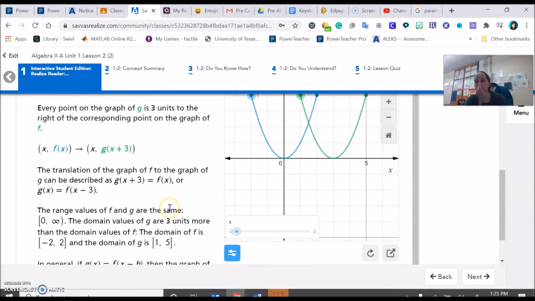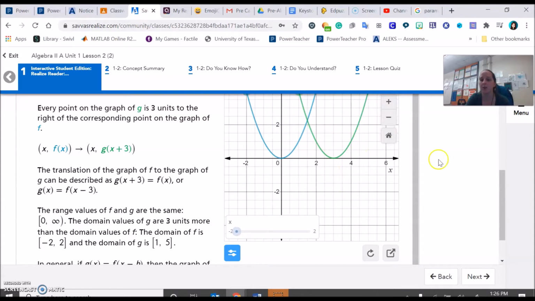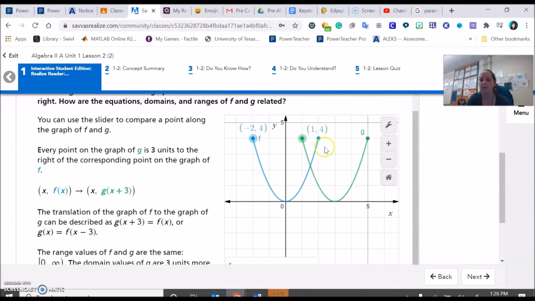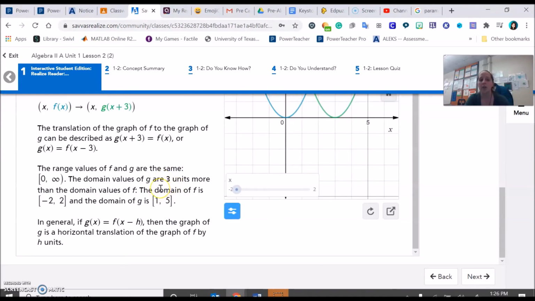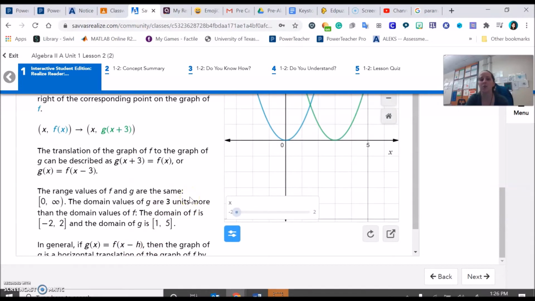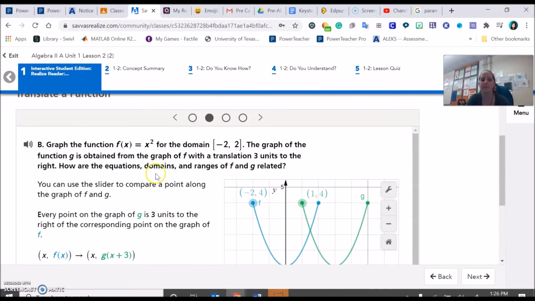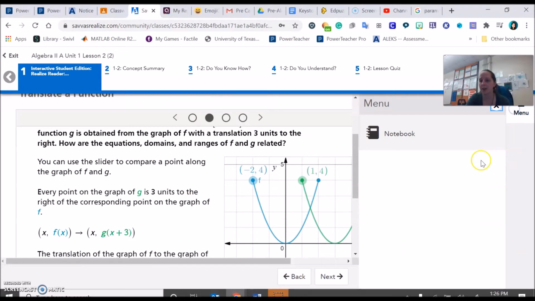But if it were just the function, it would go all the way to infinity. Same with this one, 0 to 4, or 0 to infinity. It would continue on. Okay? So in general, g of x equals f times the quantity x minus h. So I'm going to take whatever my x value is plus 3. That's why it's a horizontal shift as opposed to a vertical shift. So there is a difference.